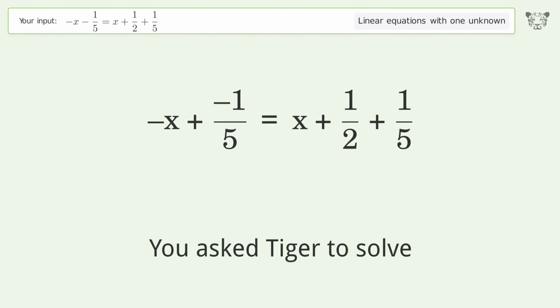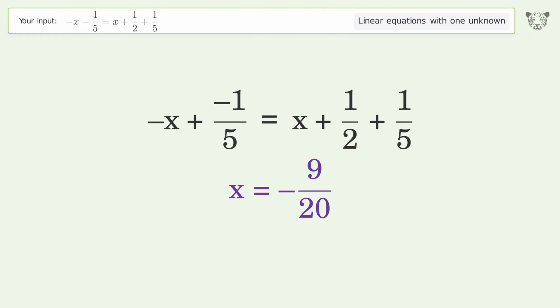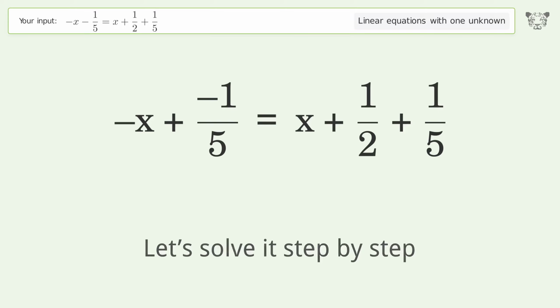You ask Tiger to solve this. This deals with linear equations with one unknown. The final result is x equals -9/20. Let's solve it step by step.